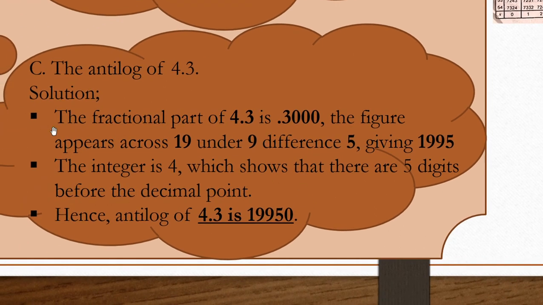So here the integer part is 4, which shows that there are 5 digits before the decimal point. Remember, when we want to get the antilog of a number, we have to add 1 to the integer part. So here we move the decimal point 5 times, but we have only 4 digits here, so we have to add 0 to make it 5 digits before the decimal point.